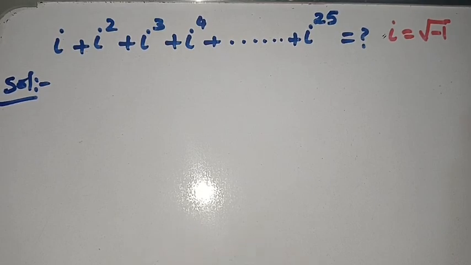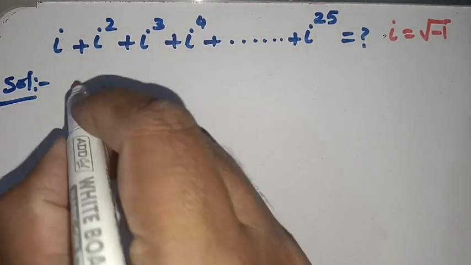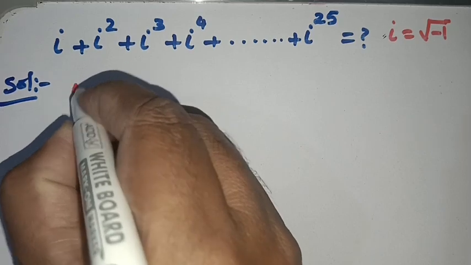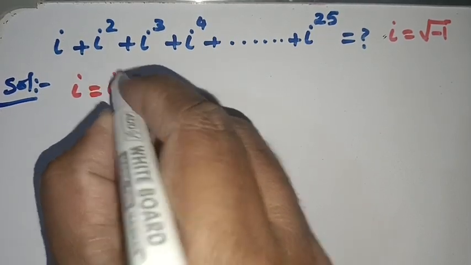Today we are going to solve the problem: i plus i squared plus i cubed plus i to the power of 4 and so on up to i to the power of 25, where i is equal to the square root of minus 1. Before we solve this problem, here we take i is equal to i.